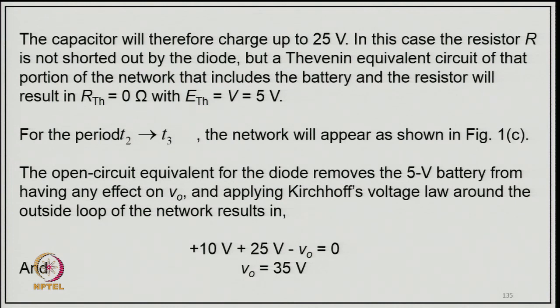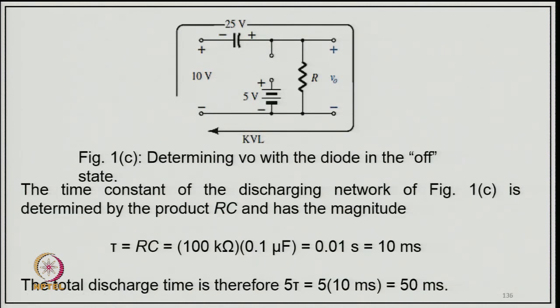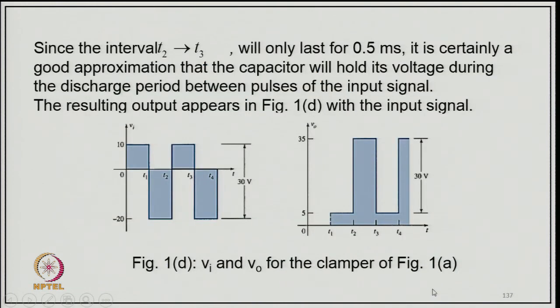With the diode open circuit, it removes the 5 volt battery from having any effect on Vo, and applying Kirchhoff's voltage law around the loop: minus 10 volt plus 10 volt minus plus 25 equals Vo, so Vo will now be 35 volt. The time constant for the network is determined by the product RC. So, tau equals RC, 100 kilo ohm into 0.1 microfarad, that is 0.01 second, or 10 millisecond. The total discharge time is therefore 5 tau, that is 5 into 10, or 50 millisecond. The interval T2 to T3 is only 0.5 millisecond.